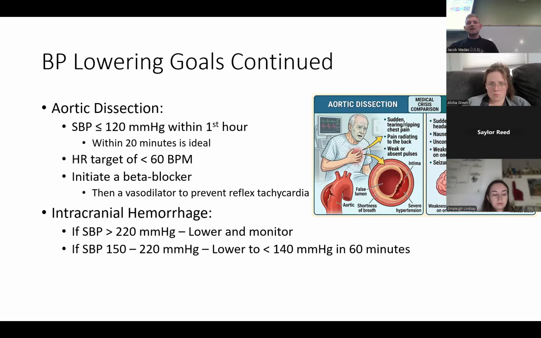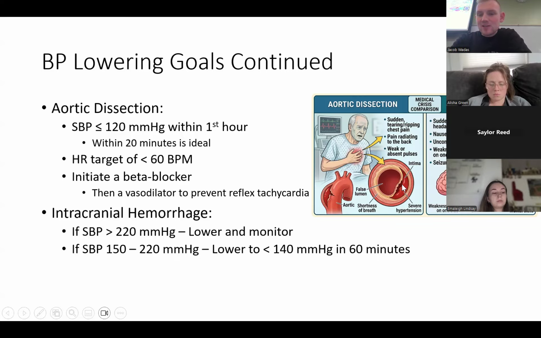So the reason why we want to have a low systolic blood pressure and decrease the heart rate is because we are trying to prevent the aorta from tearing, right? A dissection is when the two lumina separate from the vessel, and it's kind of like how you see in this picture here. There's this little separation.